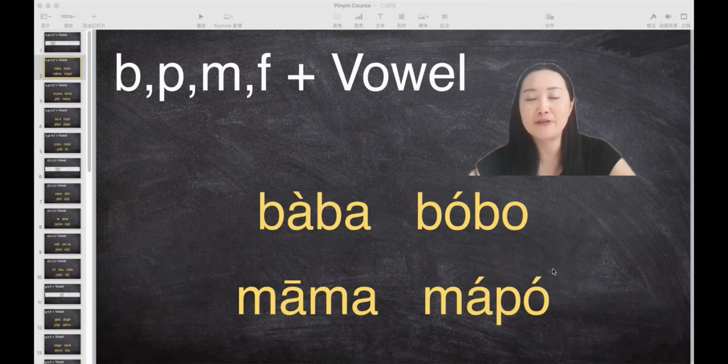Each of them forms a vocabulary word. So let's practice the pronunciation with me.